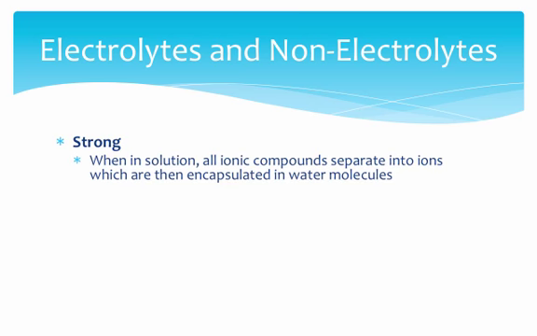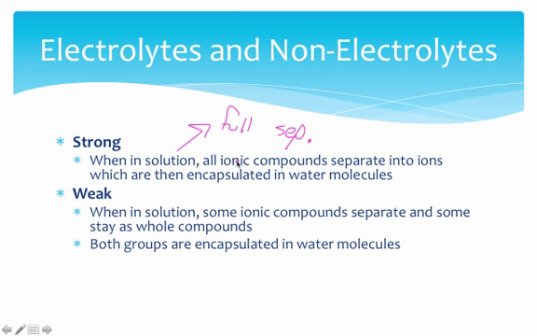Now here's our last piece on the differentiation between electrolytes and non-electrolytes, and we're going to discuss why that light bulb on the end from the previous was able to light dimly but not as bright as the other one. And we can define electrolytes as being strong electrolytes versus weak electrolytes. So a strong electrolyte is when in solution all ionic compounds separate into ions which are then encapsulated in water. So basically you get full separation. That's another way of thinking of this. Full separation. Every single molecule of your compound separates into its individual ions.